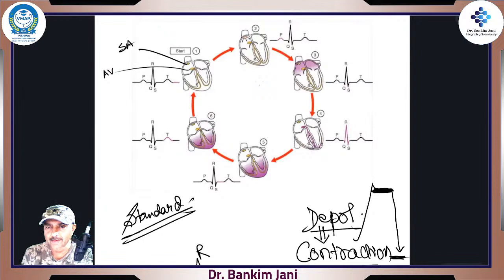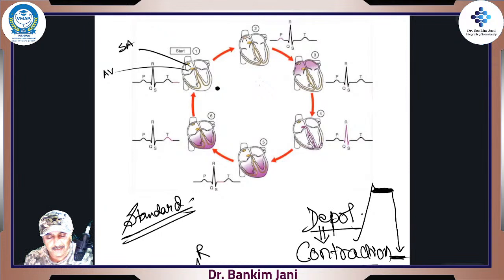So from SA node to AV node, as things go, see what really happened. Let's say I am the SA node and then there is the AV node. Current will go. Remember our electrode is here, for all these cases. We'll name this electrode at a later stage, whether it is electrode 1, AVR, AVL, AVF. All those things we'll see. But right now for our understanding, think of our electrode as being here.